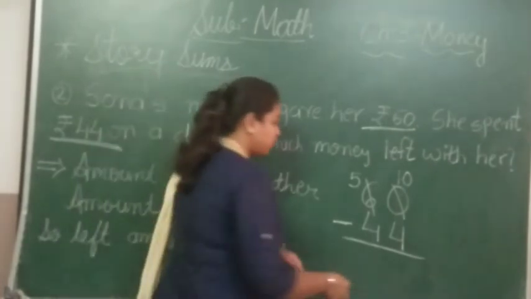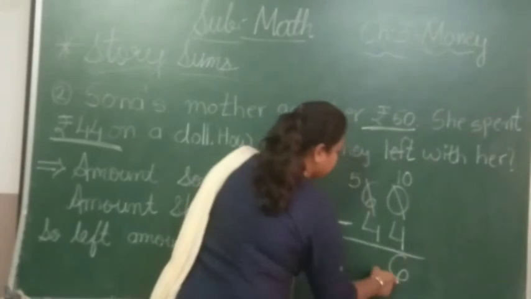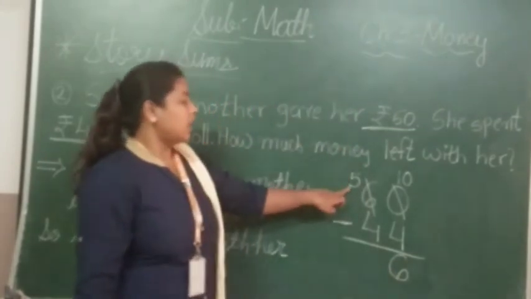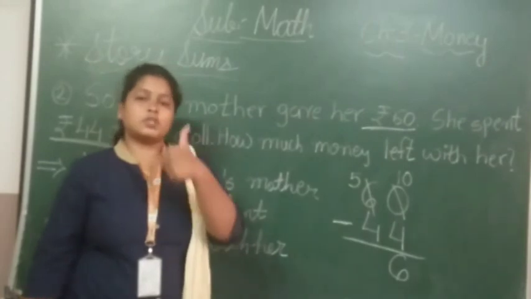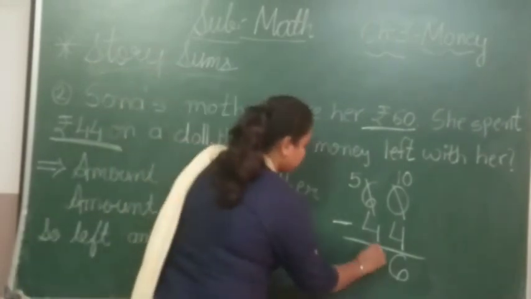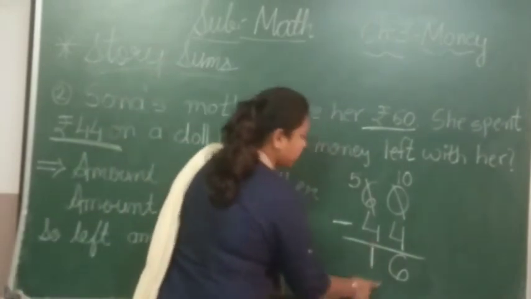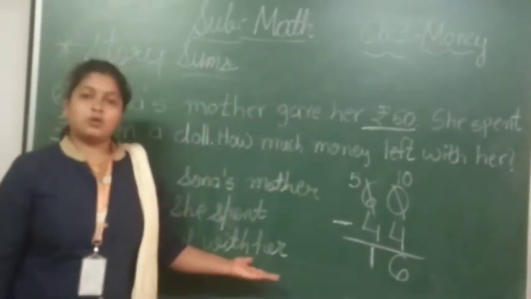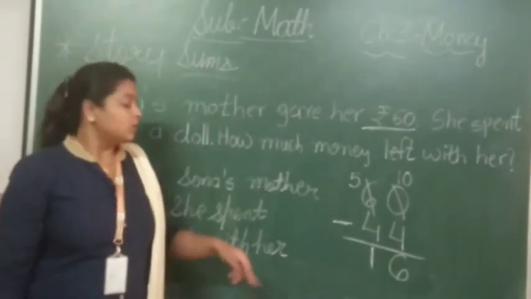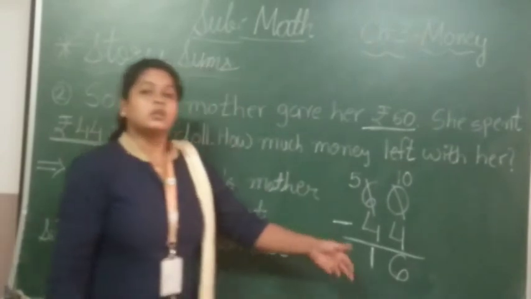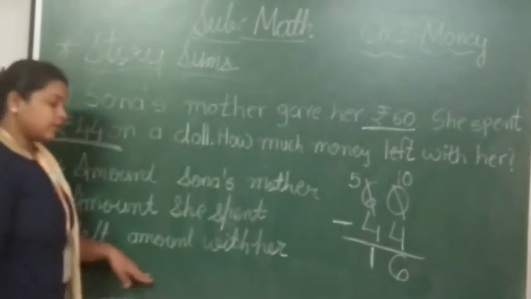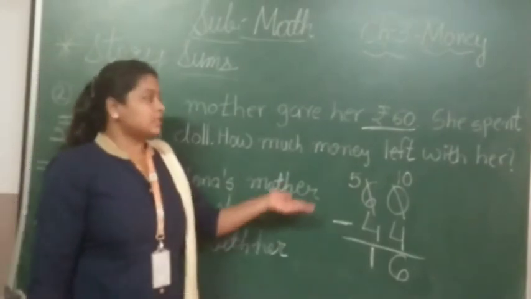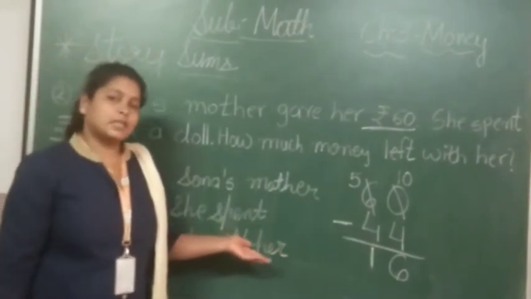So on which number do you reach? Number 6. So your answer is 6 over here. Now 5 minus 4. From the 5 fingers you have to cut 4 fingers, so 1 will remain. So you can write 1 over here. So how much amount is left with Sona? So rupees 16 are left with her. Okay, so here I have written the sentence. So this completes our second example.